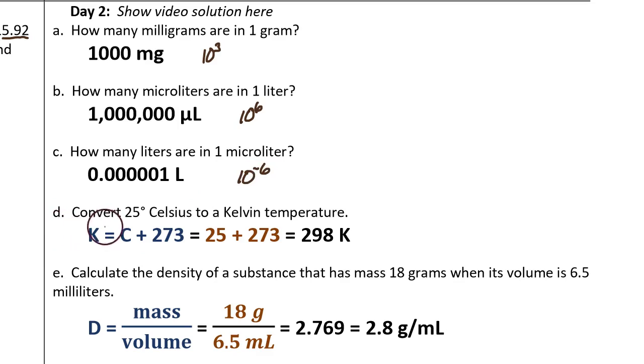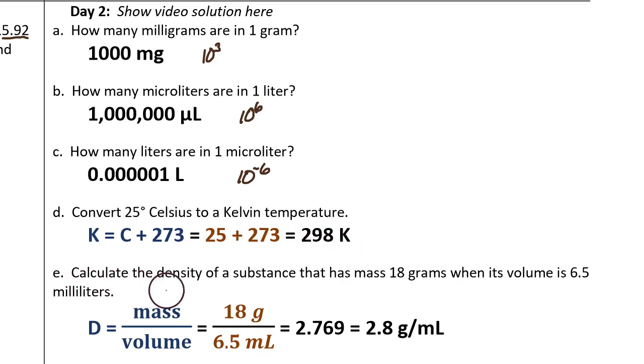Question D, convert 25 degrees Celsius into a Kelvin temperature. This time it's not about doing a metric conversion, but about using a formula. And the formula is K equals C plus 273, where K represents a temperature in Kelvin and C is a temperature in Celsius. So we're asked to figure out the Kelvin temperature when we replace C with 25. So you make that substitution and add together, and the result is 298 Kelvin.